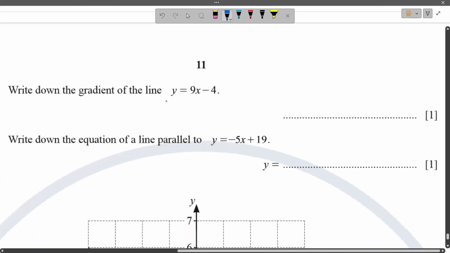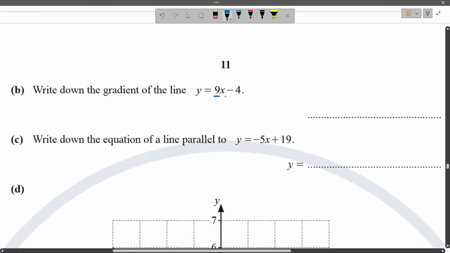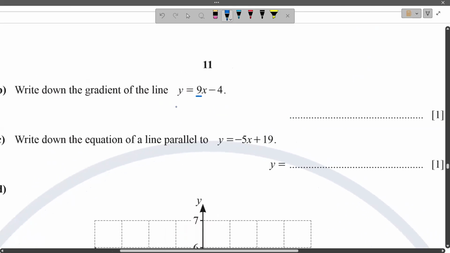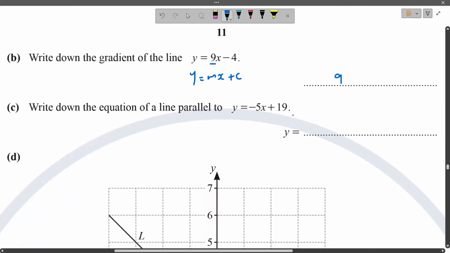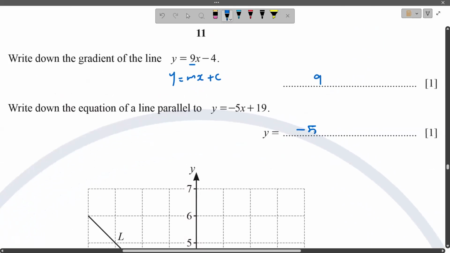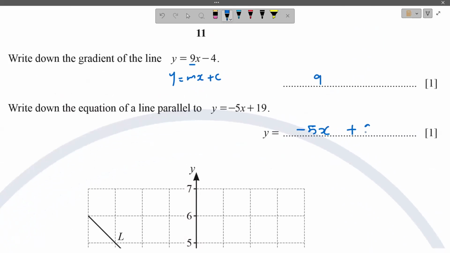Write down the gradient of this line. I'm going to check that this is the y, so y equals mx plus c. So this is the gradient. Write down the equation of a line parallel. Same gradient, -5x plus any number except 19 plus 20.